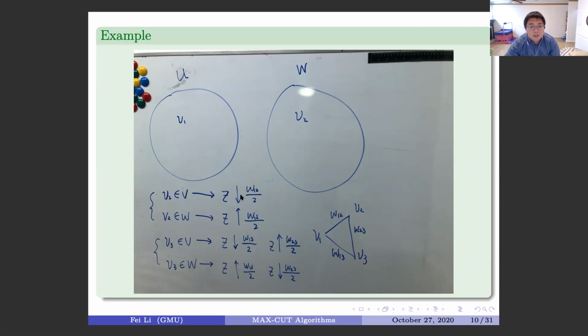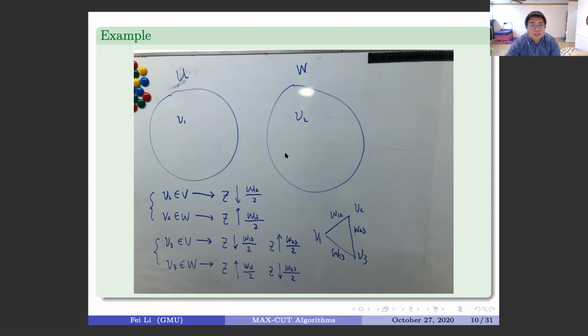So based on this ratio, we put V2 here. And then we consider the next vertex, let us say V3. If we put V3 here, then V3 and V1 are in the same set, so the total expected value is decreased. And it is decreased with probability half, and we also take the total weight into account. If we put V3 into the set W, then the expected value is increased, right? So it depends on W13 and W23, and then we determine where we put V3 into this set.